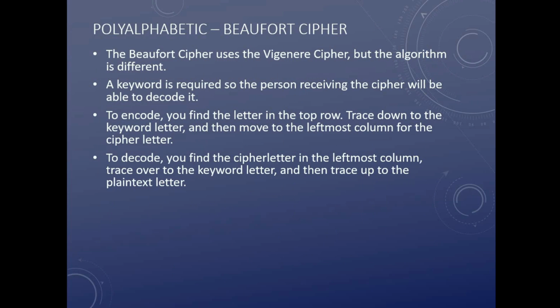Now, for people who don't like the Vigenère, I actually really like the Vigenère, but there's the Beaufort Cipher. Now, it uses the Vigenère Cipher to do it. It just modifies the algorithm a little bit. We still have to have a keyword for encoding and decoding, but this time to encode, you find the letter of your plain text in the top row. You go down that column until you find the keyword letter, and then you go all the way to the left, and that's going to be your cipher. To decode is done the exact opposite.